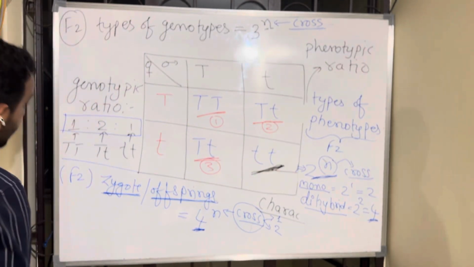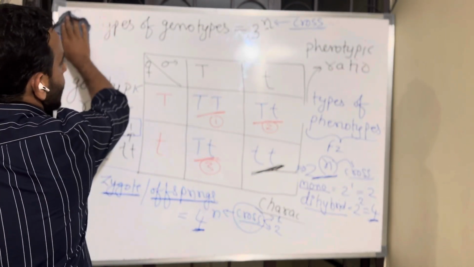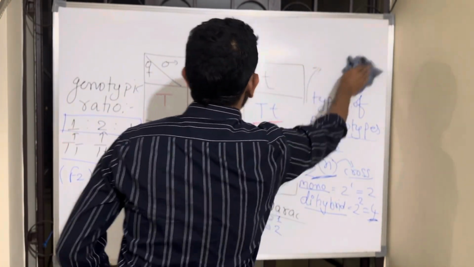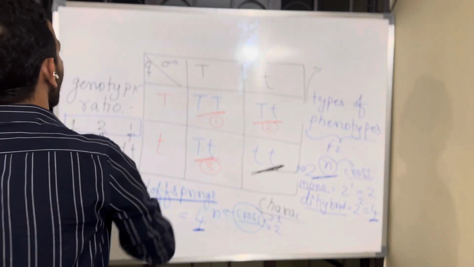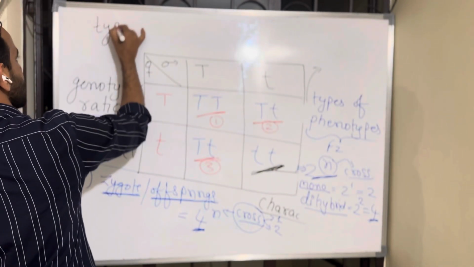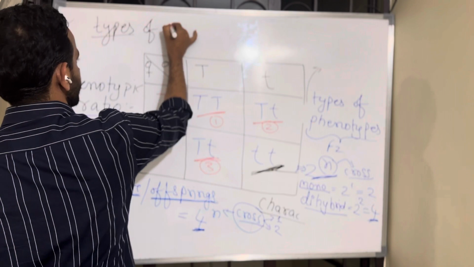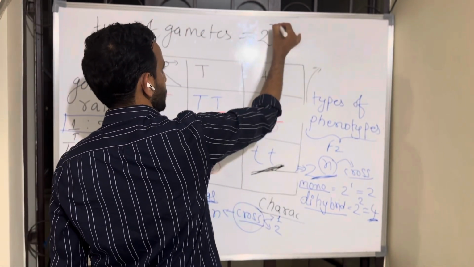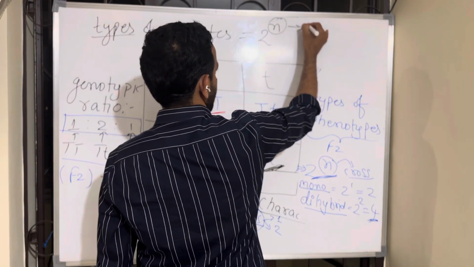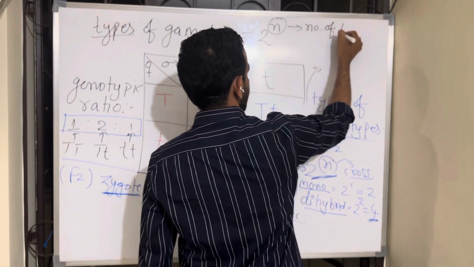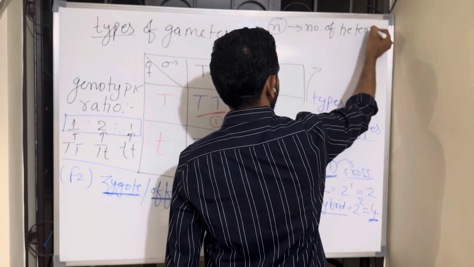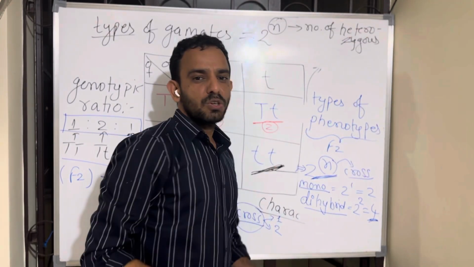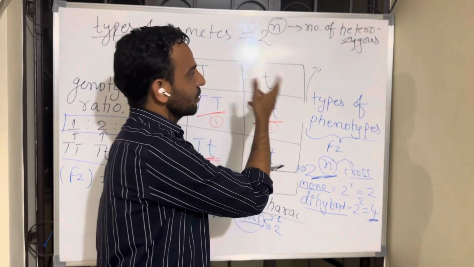So what is another thing? Another thing is types of gametes in F2 generation. So types of gametes will also be 2 to the power n, where n is the number of heterozygous. What is this? Number of heterozygous. So based on this, you can solve these questions.